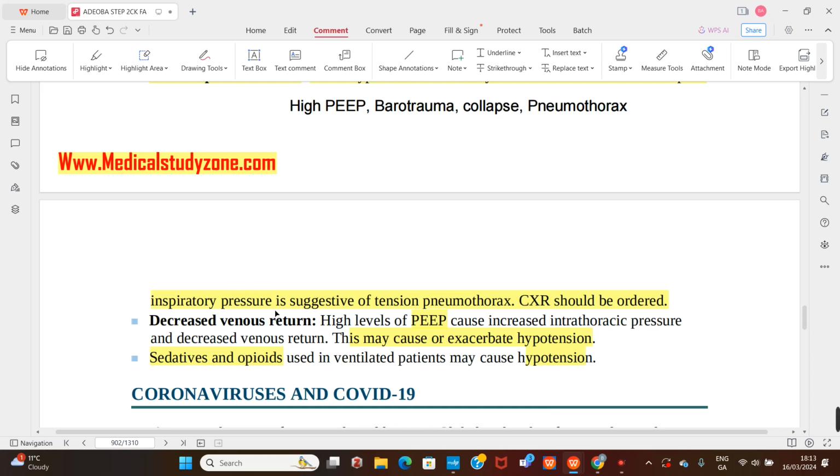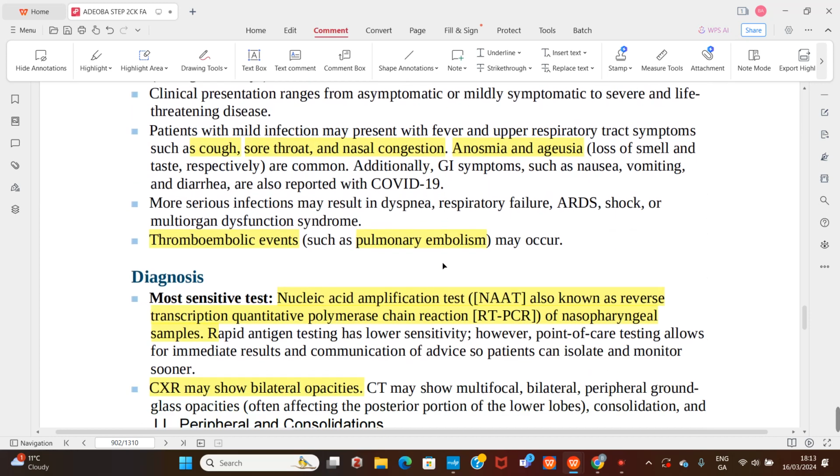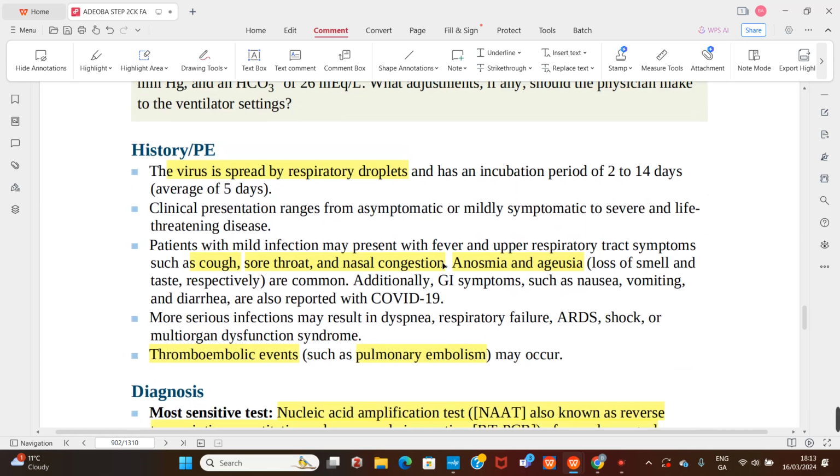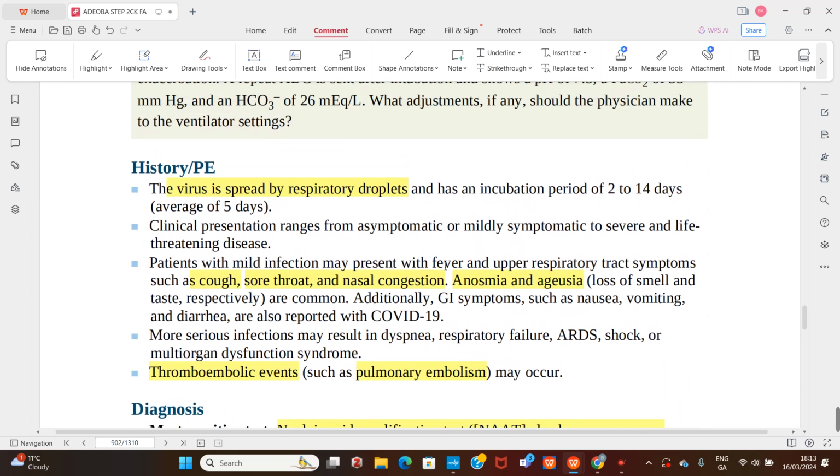Once you see that it's the plateau pressure that is increasing, and you see hypotension, you can think of tension pneumothorax. Then you do your chest X-ray to look at exactly what is happening. If it's suggestive of tension pneumothorax, you now do your needle decompression. Do you understand that, Dr. Oloroti? Yeah, thank you.